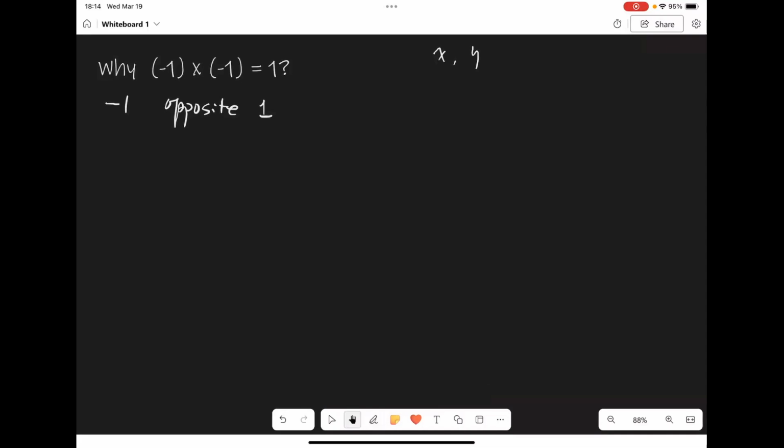For any two given numbers x and y, we say they are opposite to each other if x plus y, which is the same as y plus x, equals 0. To say -1 is the opposite of 1 means that -1 plus 1, which is the same as 1 plus -1, equals 0.